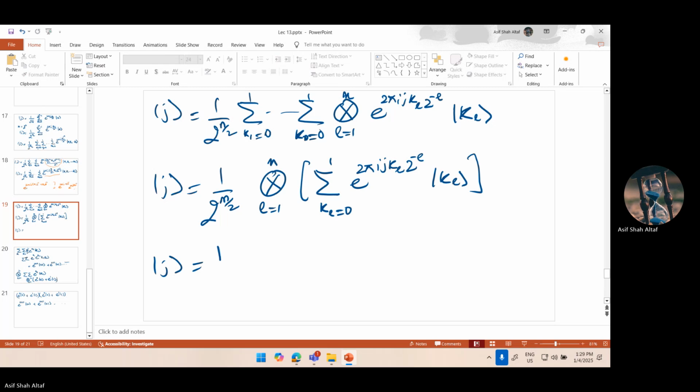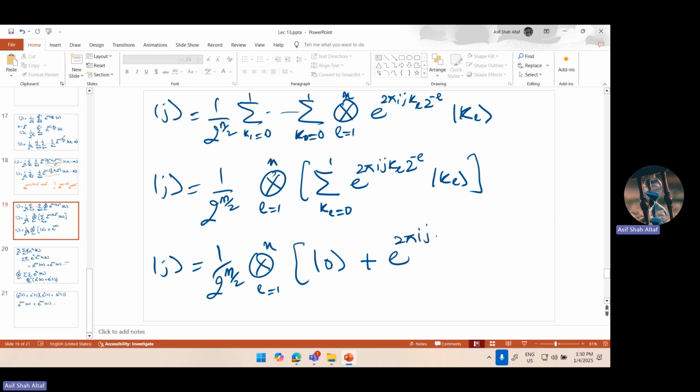Now, what I want to do, let me keep the product as it is. Now let's evaluate this thing here. So if I just take QKL equal to 0, this whole exponential will be 1. What I will have here is just 0 and then 2 pi ij, 2 minus L, and you will have 1. Okay. So this is what I would get then.